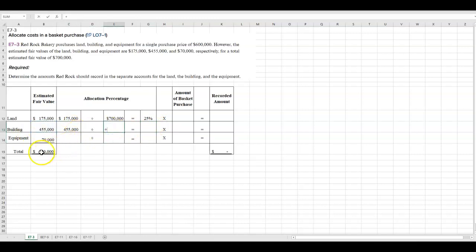So building, 455 out of the total of 700,000 gives us 65% value for the building. And then the equipment, divide the 70,000 by the 700,000 gives us 10%. And you'll notice that the three of those add up to 100%. So the basket purchase was 600,000. And that's true. We want to put that on all these lines.